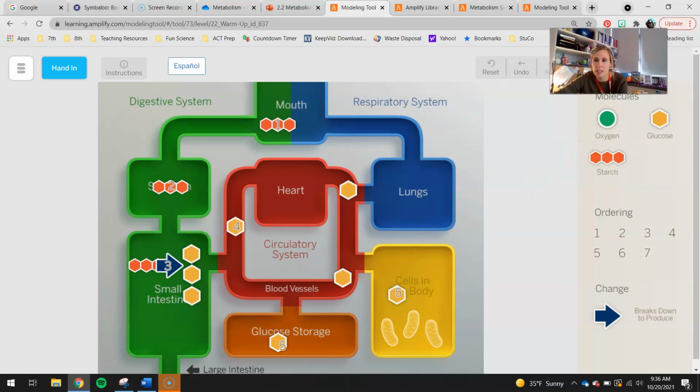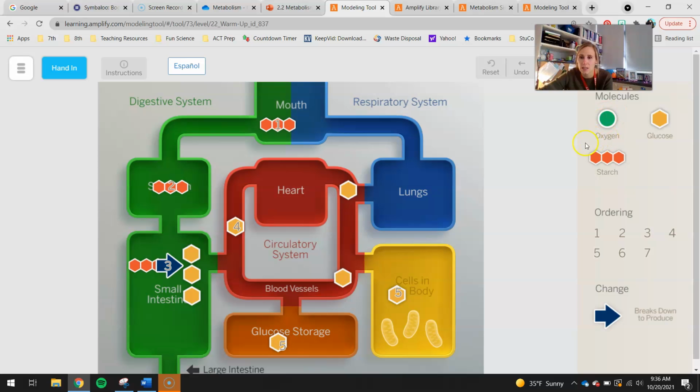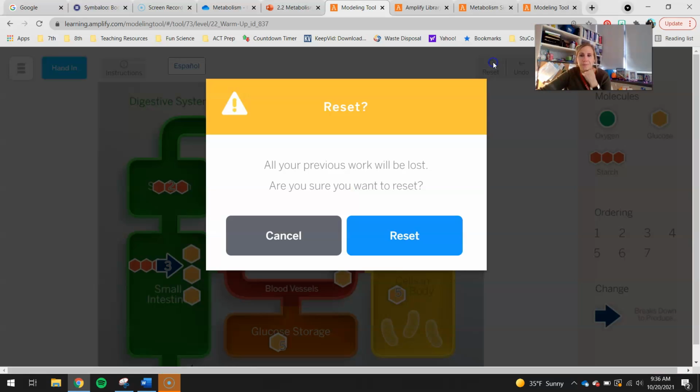So you guys are going to do the same thing for oxygen. Okay, and you guys obviously don't have proteins and amino acids, but you can get the hint at what that looks like. So go ahead and do the pathway of oxygen as well.